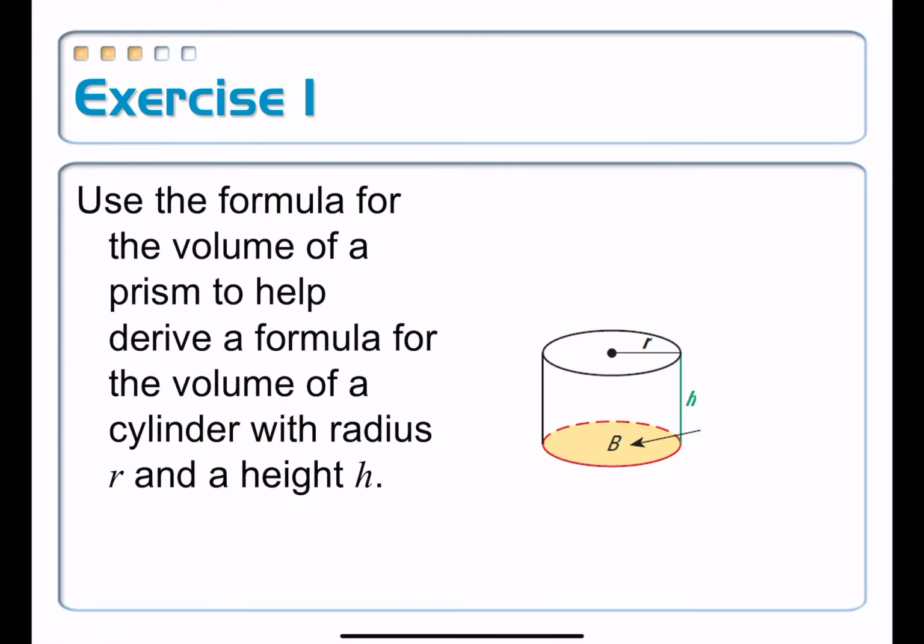Not only that, it's also going to work for cylinders. So what's the area of the base for a cylinder? Area of the base, well, it's a circle, which is pi r squared, right? And then we multiply it times the height. So our volume formula here is pi r squared multiplied times the height.